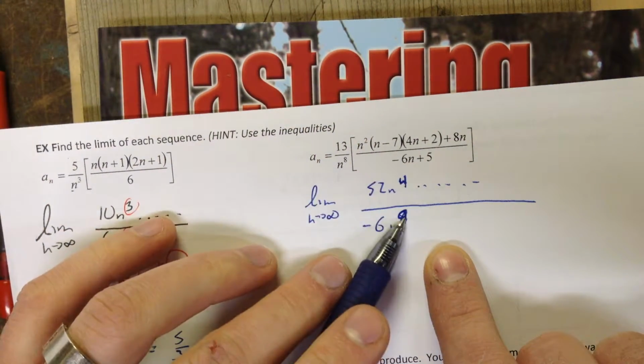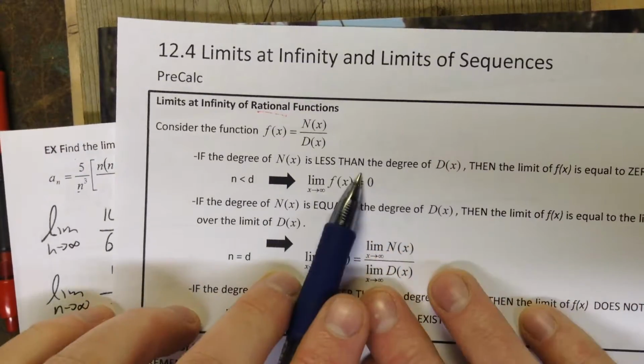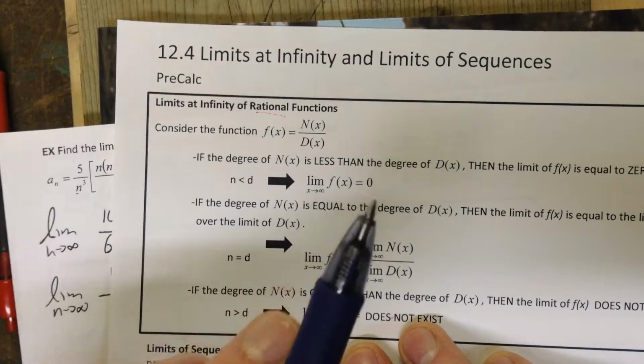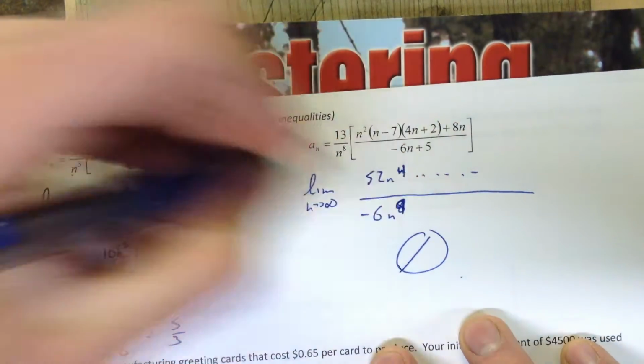Very easy to tell. Denominator is bigger. Numerator is less than denominator. We had a good rule about that. When the numerator is less than the denominator, we had this really nice answer that shows up every single time. The answer is 0. So for this one, I really don't have to do any more work than that.